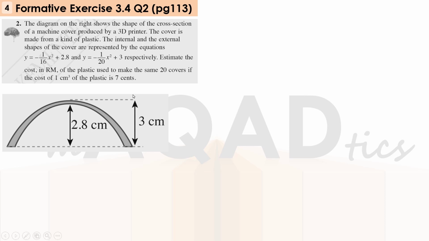For this question, we have a diagram where it shows the cross-section of the machine cover produced by this 3D printer and it's made out of plastic. Right, so how do we understand this diagram? Let's say here we have a plastic bowl and it is put upside down.